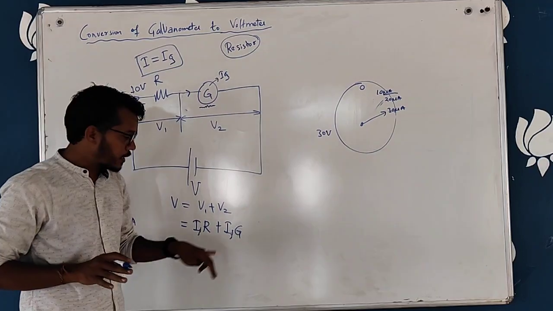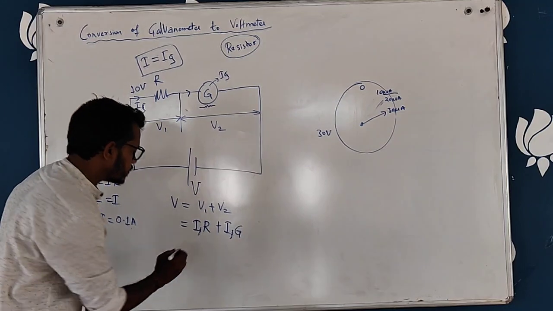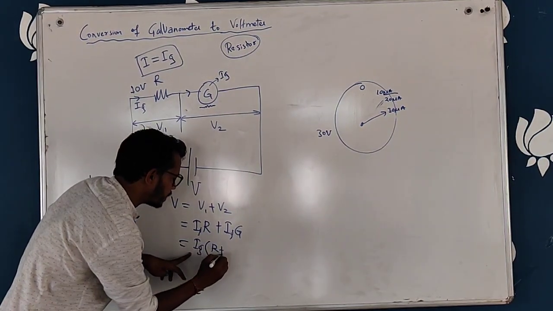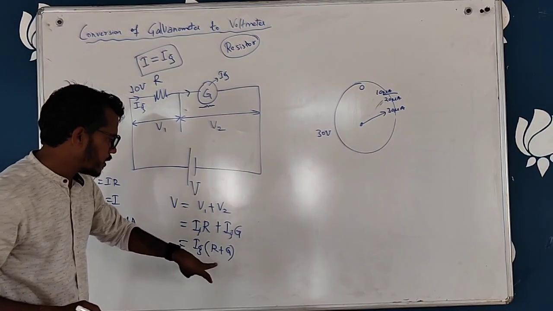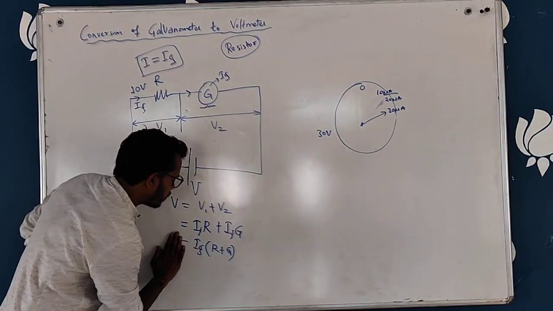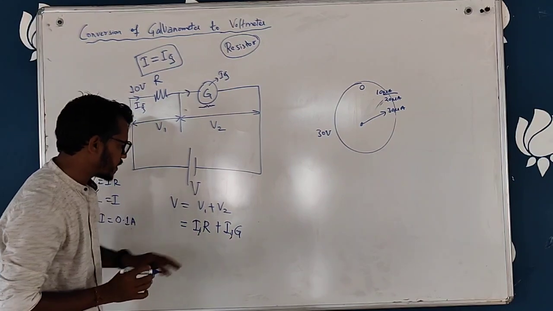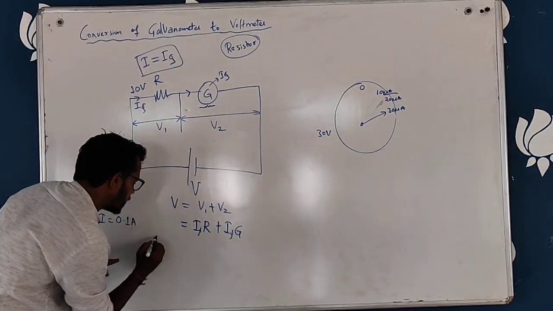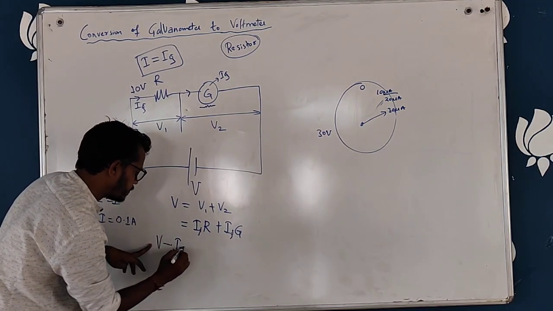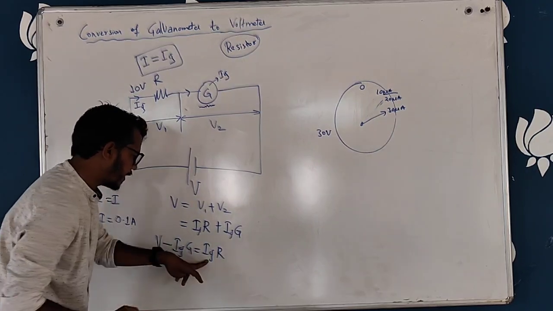For my convenience, I have taken this as Ig. If you take I also, that is acceptable. So this Ig I will take outside: R plus G. But actually we need the R value, so I don't require this Ig as a common factor. This V is my main potential drop. So this Ig value will come here, so it becomes minus: V minus Ig G equals Ig into R.